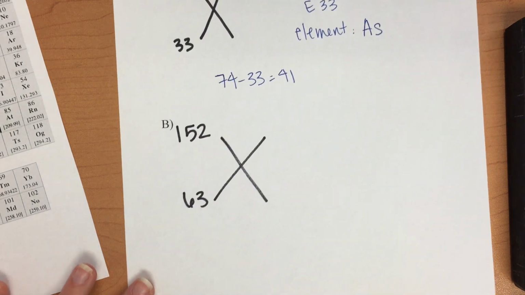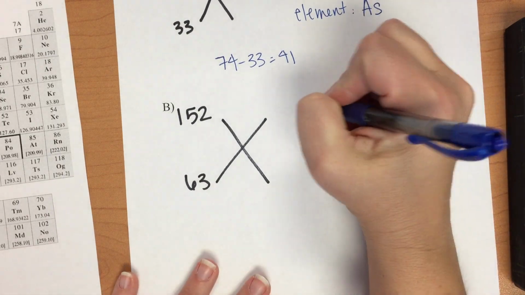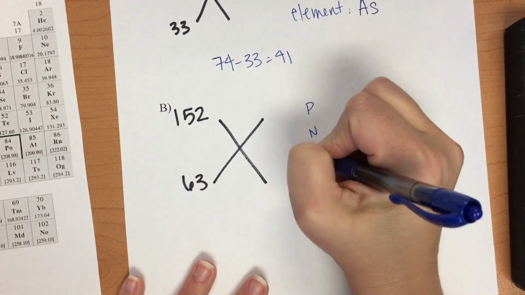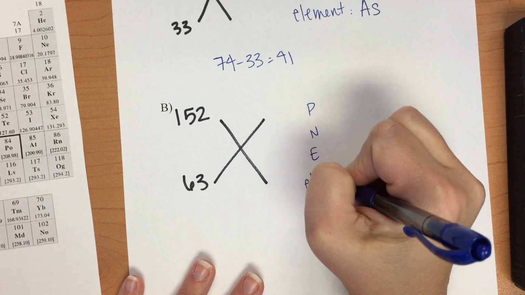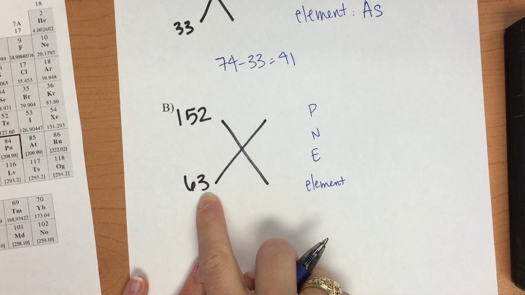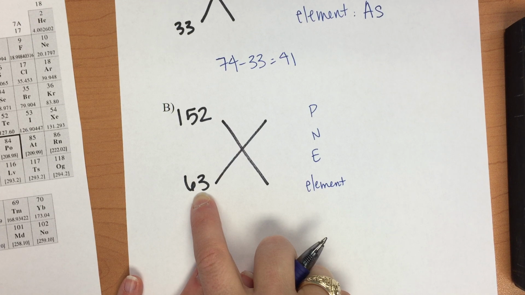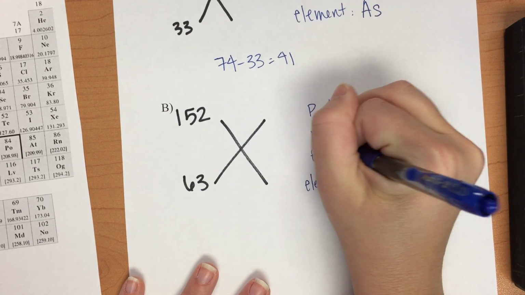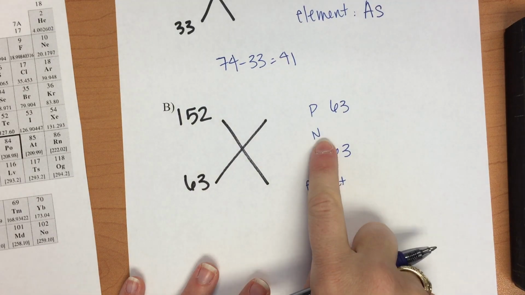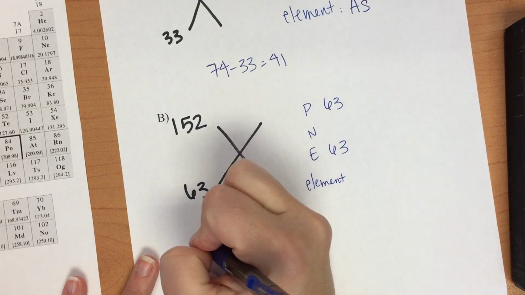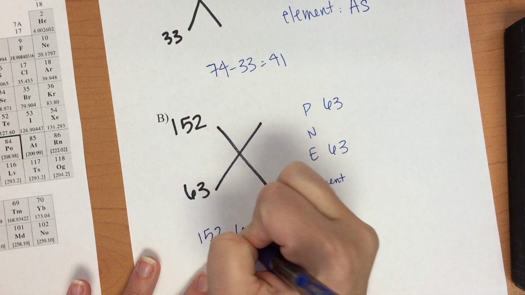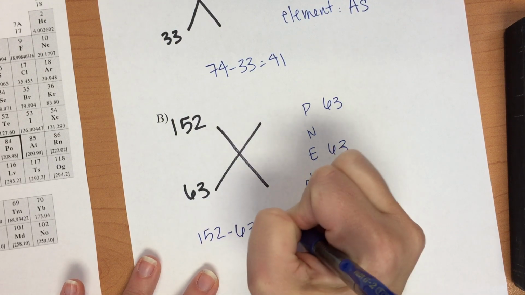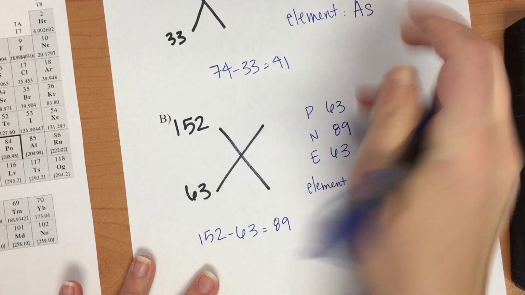So for the second element, we're still looking for protons, neutrons, electrons, and the element. We know that there are 63 protons and 63 electrons because this is the atomic number. So if we want to solve for the neutrons, it's 152 minus 63, which is 89. So there are 89 neutrons.